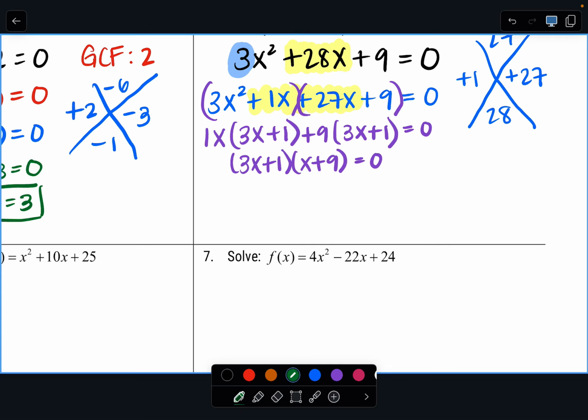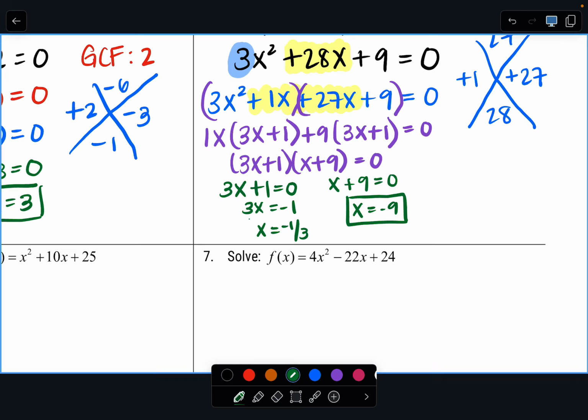Okay. I'm going to take both of my parentheses, 3x plus 1, set it equal to 0, and x plus 9, set it equal to 0. I know that this one is going to be x equals negative 9 because I just have to subtract 9 from both sides. The other one is a little bit trickier because it's kind of like 2 steps. I first subtract the 1, and then in order to get x completely by itself, I have to divide by 3. So my answer is going to be negative 1/3.